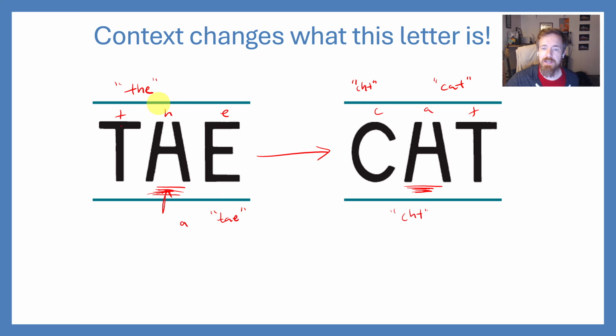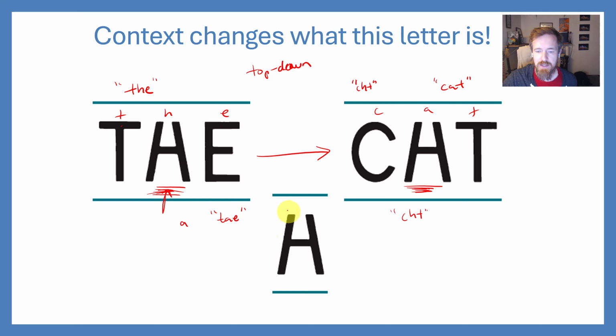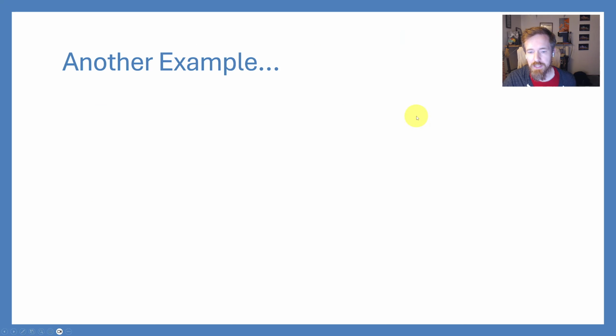So in both of these cases, we just used top-down processing because we used our notion about language, our expectations for language to inform this. It didn't have to be a conscious effort. It didn't have to be something that we thought about, but it happened nonetheless. So it is top-down processing in that case that tells us what this ambiguous letter is.